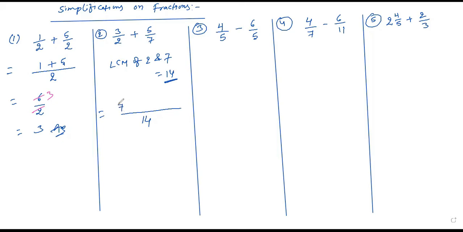The result of this division will be multiplied with the numerator of the first fraction. So 7 into 3, plus. Now 7 times how many is 14? 2. This 2 will multiply with the numerator of the second fraction. Now 7 threes are 21, plus 2 fives are 10, all divided by 14. So this became 31 by 14.